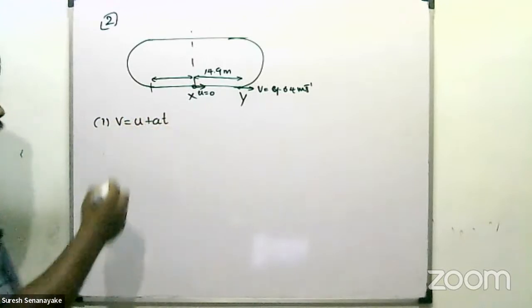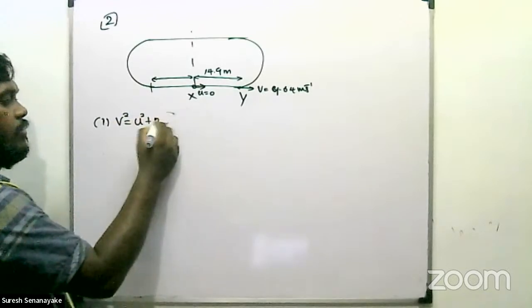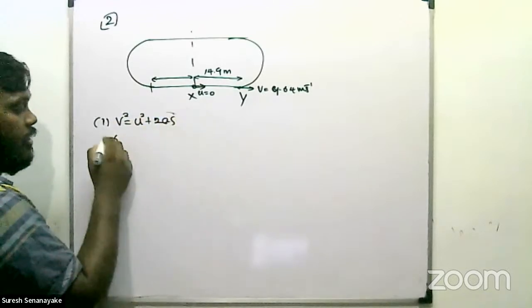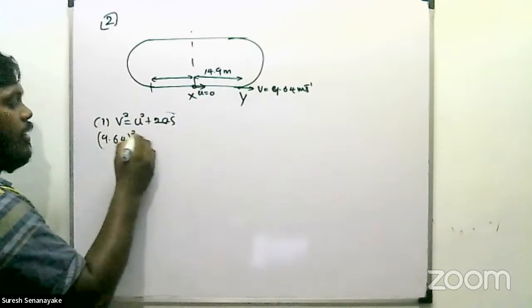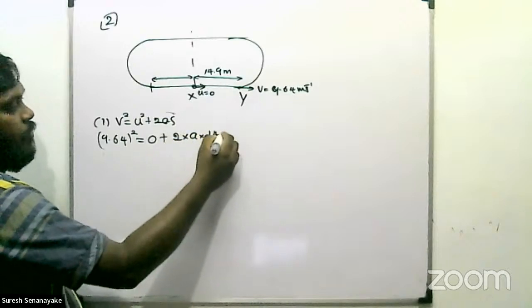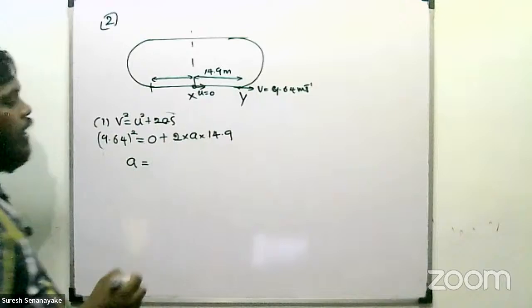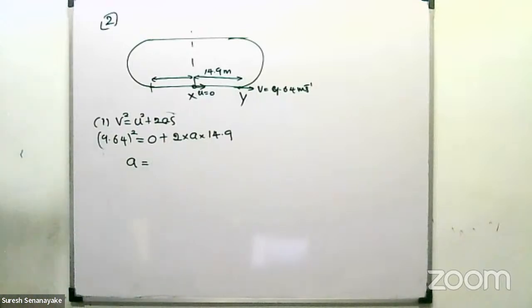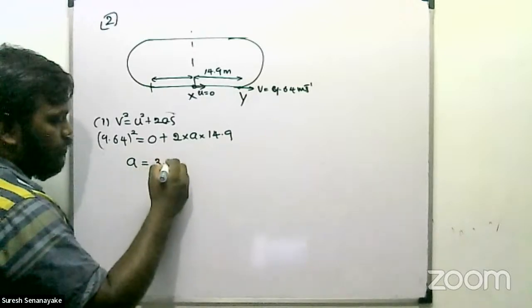Because v squared equals u squared plus 2as, we don't know the time. This is 9.64 squared equals 0 plus 2 into a into 14.9, the distance traveled in meters. Then you can find the acceleration. Simplifying this, it is 3.118, that means approximately 3.12.